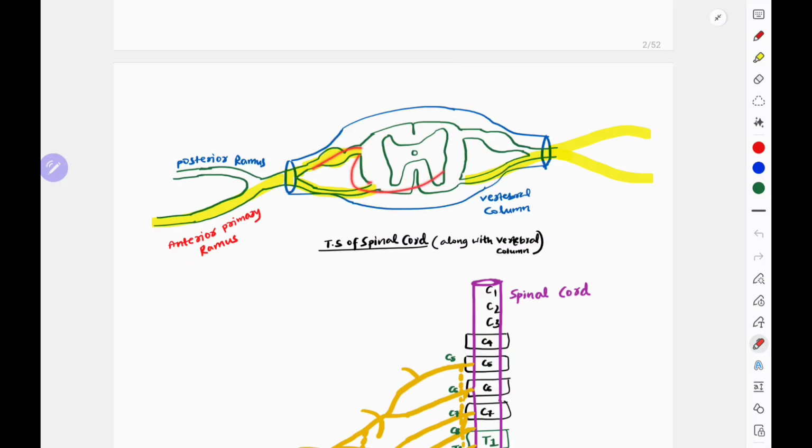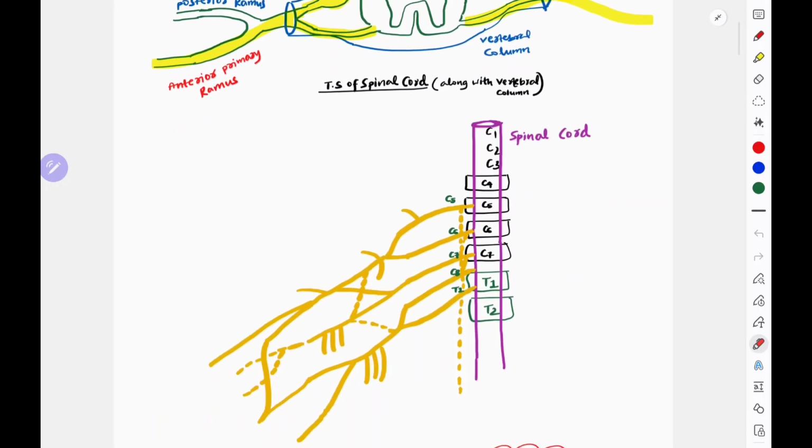From the spinal cord, these spinal rootlets arise. This is the dorsal root ganglion, and these two spinal rootlets come out from the vertebral column and again divide into two: the posterior ramus and the anterior primary ramus. These anterior primary rami are what form the brachial plexus. They unite, and this network of anterior primary rami forms the brachial plexus which innervates the upper limb.